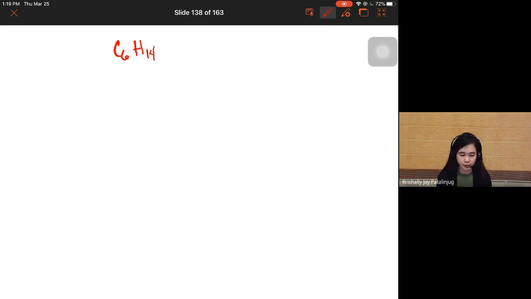C6H14, so this is hexane. When we draw the skeletal structure of hexane, it will have 1, 2, 3, 4, 5, 6 carbons. That is the skeletal structure of n-hexane. One of the possible isomers is a 5-carbon chain, then the remaining carbon we place here.